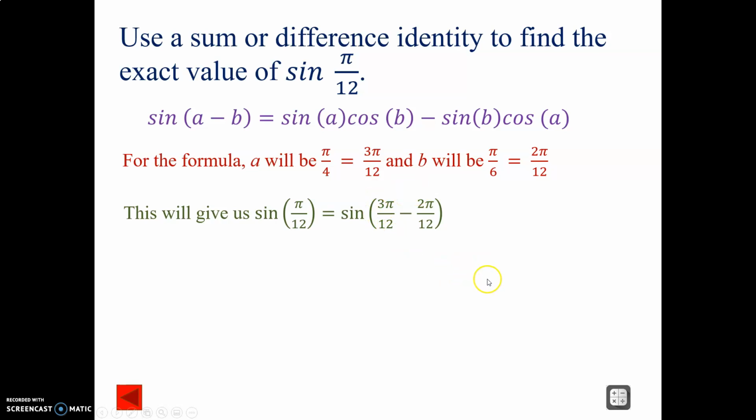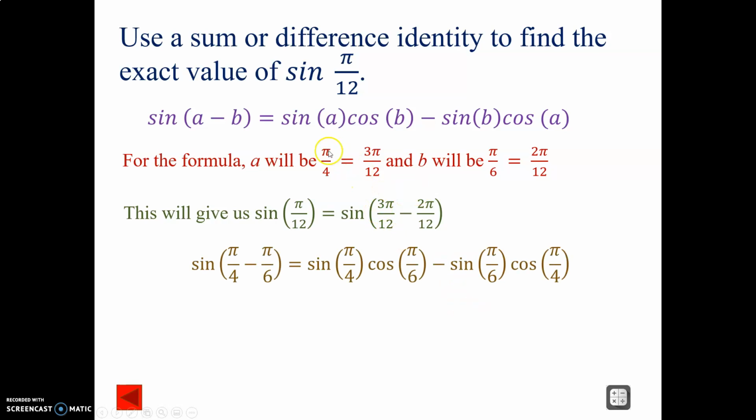Or I could simplify that to the pi over 4 and the pi over 6. So the 3 pi over 12 is the pi over 4. Now 2 pi over 12 is the pi over 6. Substituting these values, these A's and these B's, into the formula gives us sine pi over 4, cosine pi over 6, etc. So that means I need to substitute values for sine pi over 4, cosine pi over 6, etc.